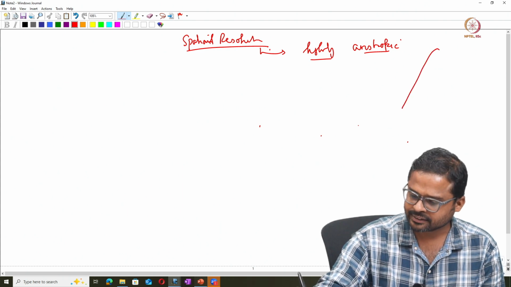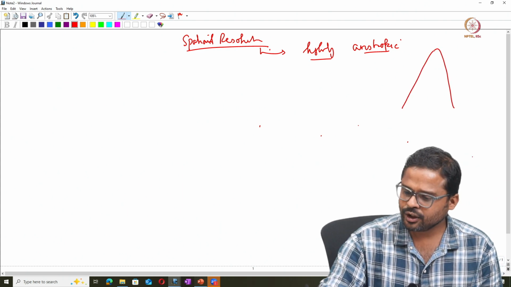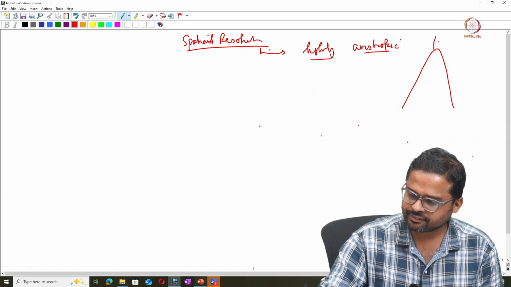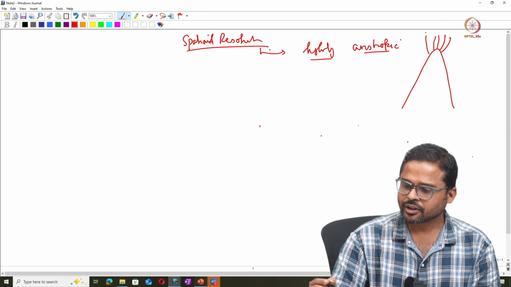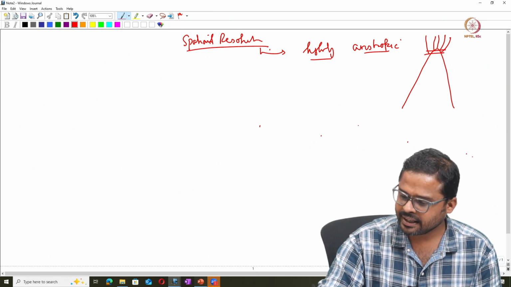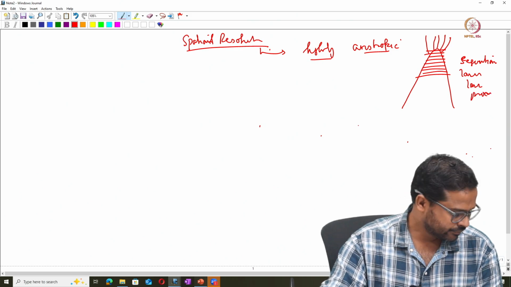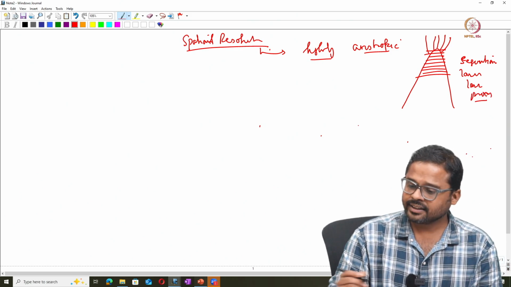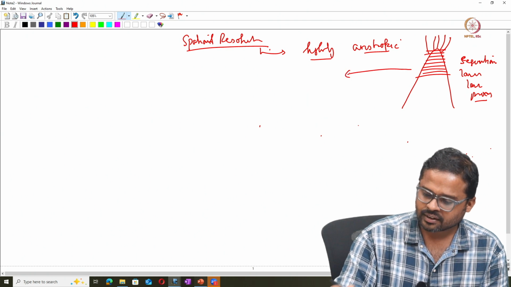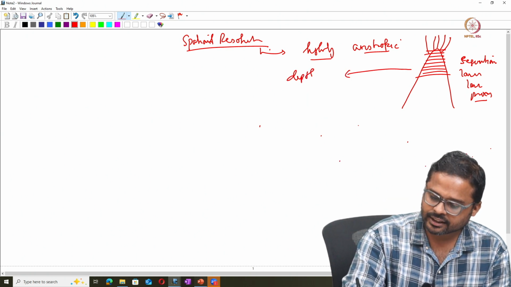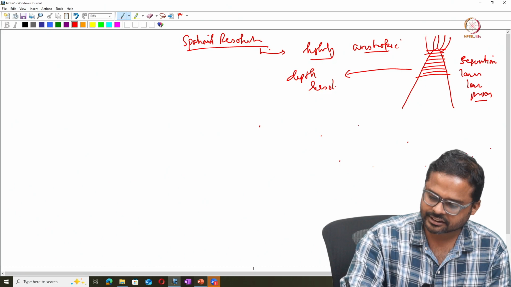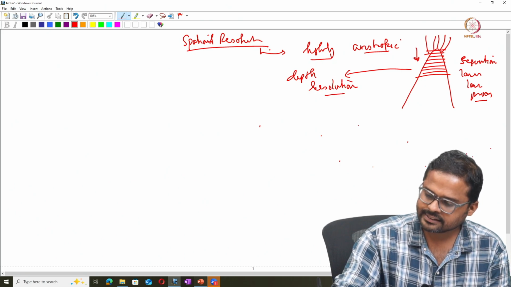If you have a needle specimen, and as I told you, field evaporation takes place when these atoms get polarized and ionized, and they move along the field lines. So the atoms are field evaporated layer by layer. It is a sequential, layer by layer process, and this sequential process directly gives the depth resolution in the Z direction.